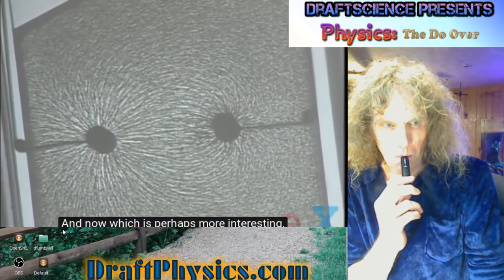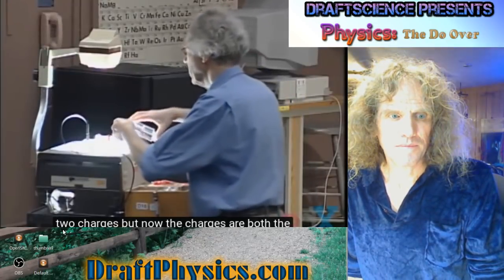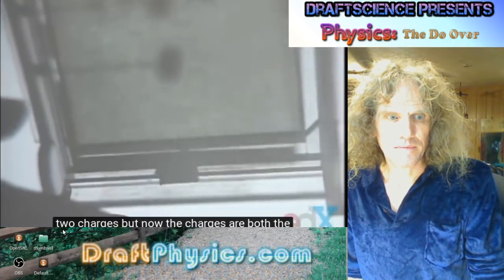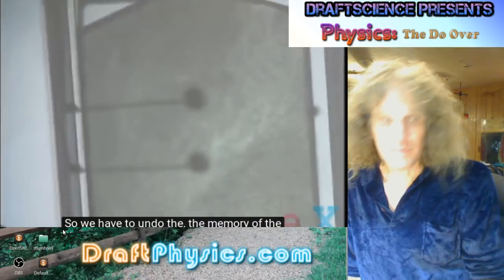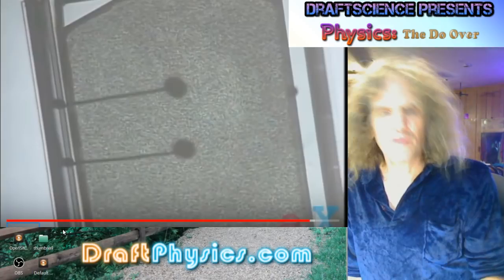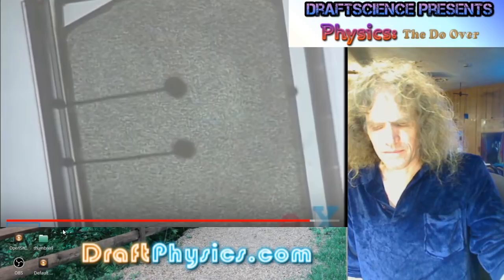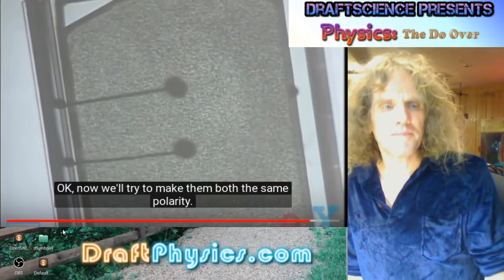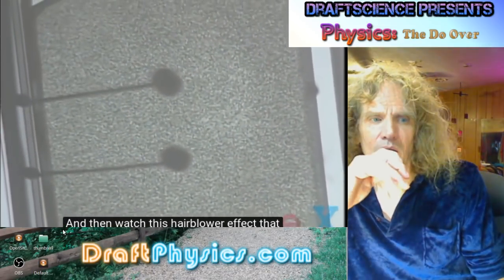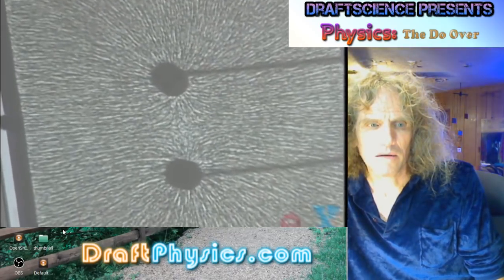And now, which is perhaps more interesting, I'd like to show you the field surrounding two charges, but now the charges are both the same polarity. So we have to undo the memory of the grass seeds. I don't know exactly what he means by the charges of the same polarity, so, well, we'll find out, maybe. Okay, now we'll try to make them both the same polarity. And then watch this hair blower effect that I told you about. Look at that. Great.